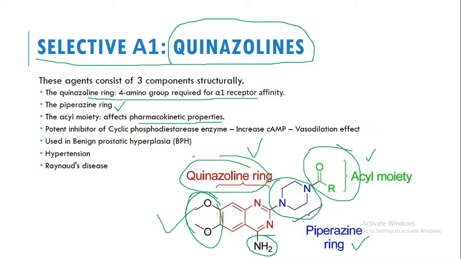potent inhibitor of cyclic phosphodiesterase enzyme, that ultimately increases the cyclic AMP, and which may lead to a vasodilation effect, which is used in benign prostatic hyperplasia, which is called BPH, and also used in hypertension and also used in Raynaud's disease where there is numbing of the fingers.